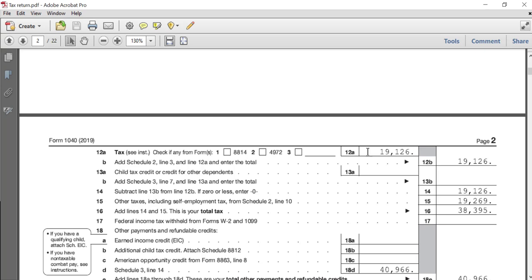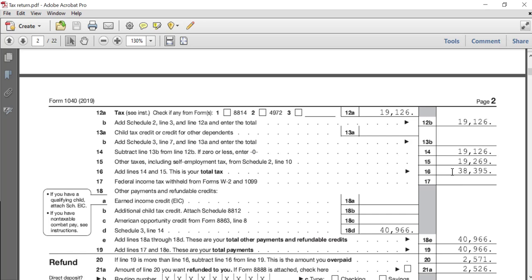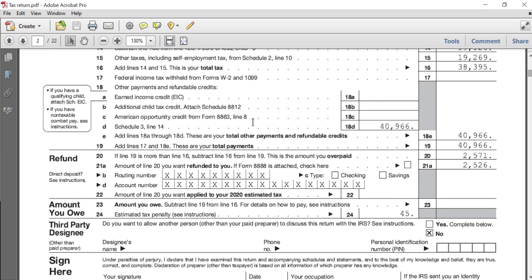So 19,126, that's the tax we have, plus self-employment tax of 19,269, which we went over, equals a total tax of 38,000. Now, he knew he was going to be taxed. He knew he was going to make money, so he made estimated payments totaling 40,000. The estimated payments are on Schedule 3, as you can see here.